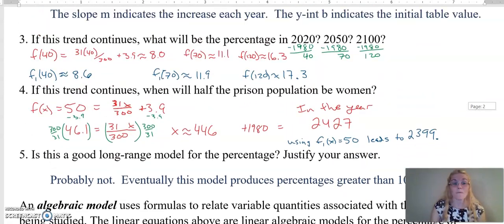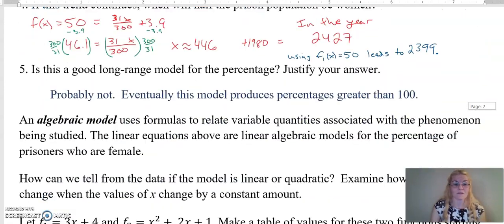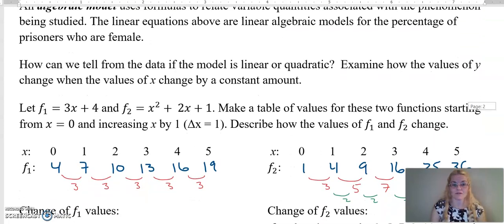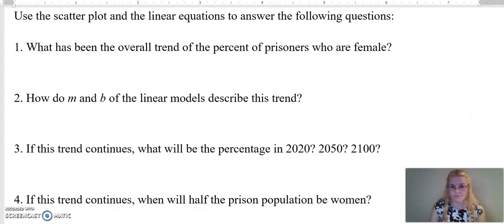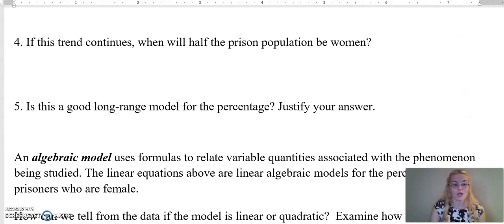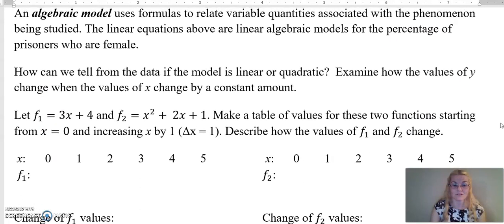All right, so that's numerical models. What about algebraic models? Well, let me switch over. An algebraic model uses formulas to relate variable quantities associated with the phenomenon being studied. So the linear equations above were linear algebraic models for the percentage of prisoners who are female.